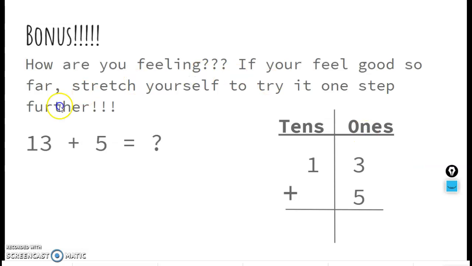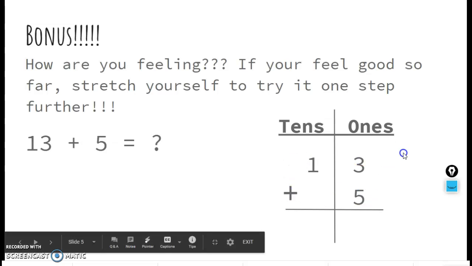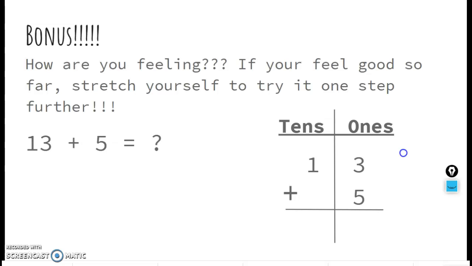So basically what I've done is I've taken this problem 13 plus 5, and I've now written it vertically. Vertically means up and down. As we get to a little bit harder chapters this year in first grade, we're going to switch. We're not going to be writing our problems horizontally anymore. We're going to start switching to writing them vertically. This is the big grown-up way of doing math. So I wrote it vertically in my place value chart here.